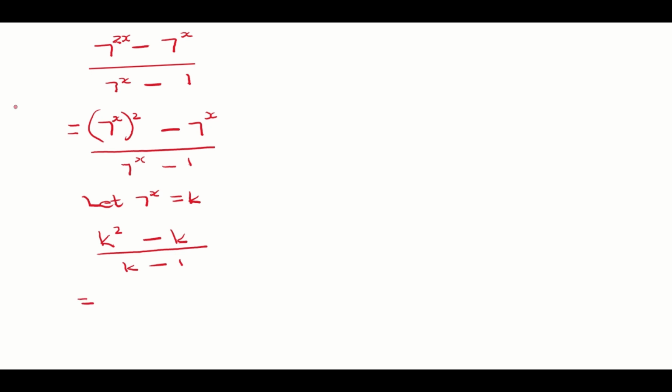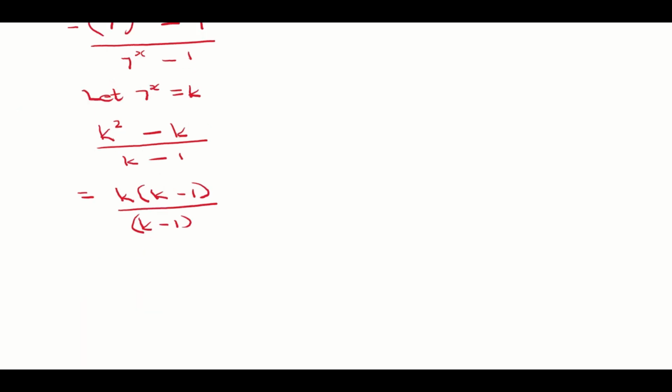Okay, so that's equal to k squared minus k has got a common factor of k. Take that out. What's left is k minus 1 all over k minus 1. Now we notice that we can cancel k minus 1 and k minus 1, and we are left with k. Now be careful that you don't leave your answer as k, because we just used k to help us simplify.